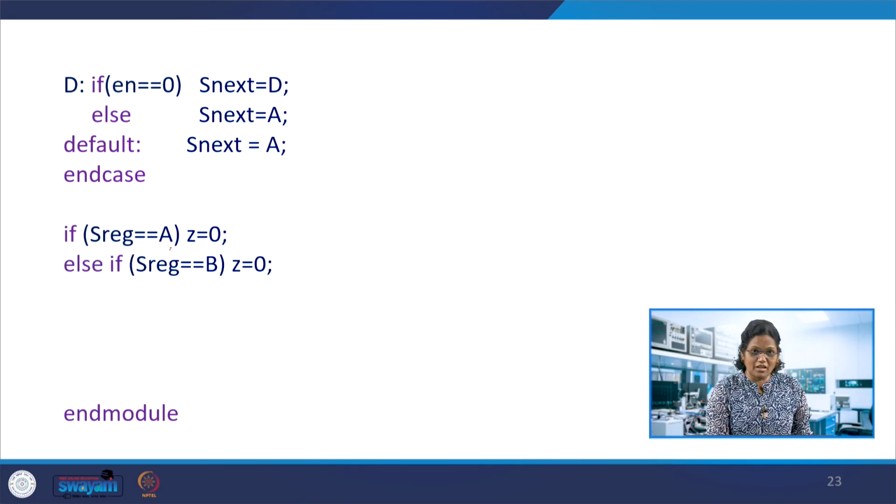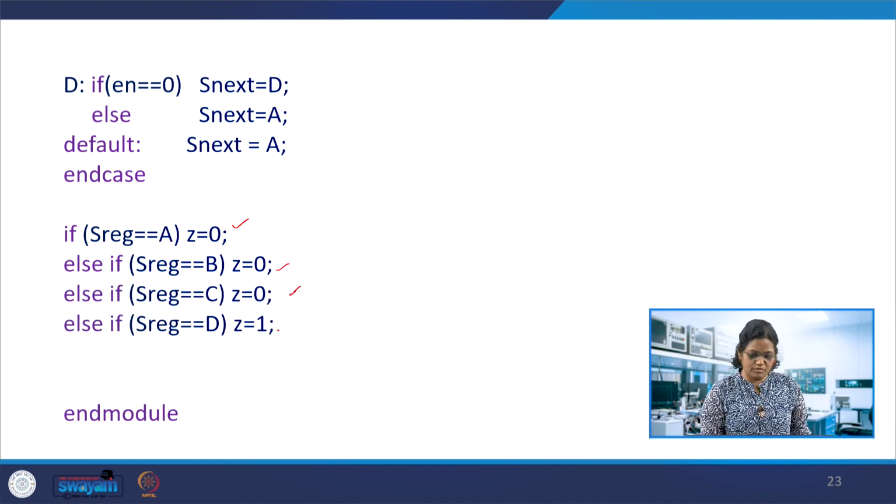So if sreg is A, in state A, Z equals 0. If you remember, in the previous example we did it in a separate always block. The separate always block gives the output logic in which a case statement is used on sreg: case A, B, C gives Z equal to 0, and the other case D gives 1. Here, if sreg is A then Z is 0, else if it is B then Z is 0, or else if sreg is C then Z is also 0, and else Z is 1. So you can use the priority structure as well for states A, B, C, D.